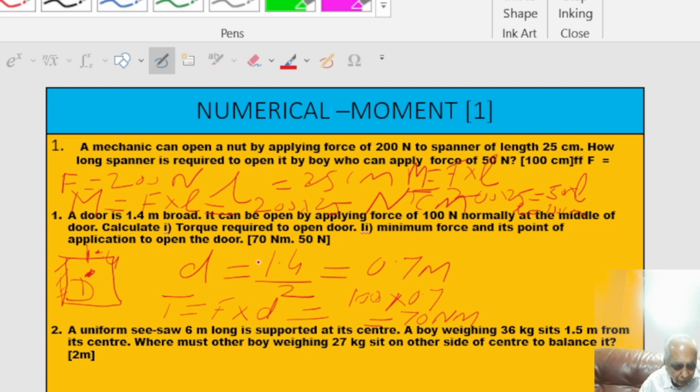It says to calculate the torque required to open the door, the first part we have answered. Next, the minimum force required. The torque required is going to remain the same, so I want F to be minimum, so d should be maximum. The maximum d is 1.4. So for the minimum force required, the torque is going to remain the same, 70.